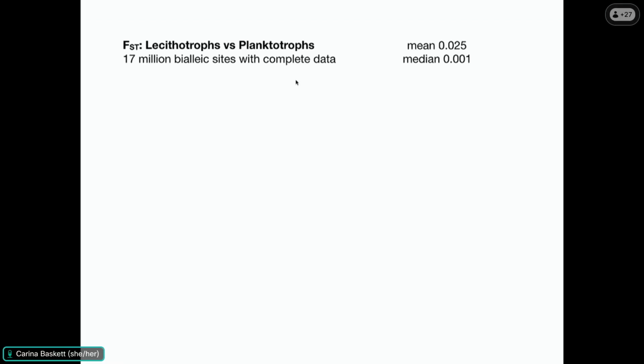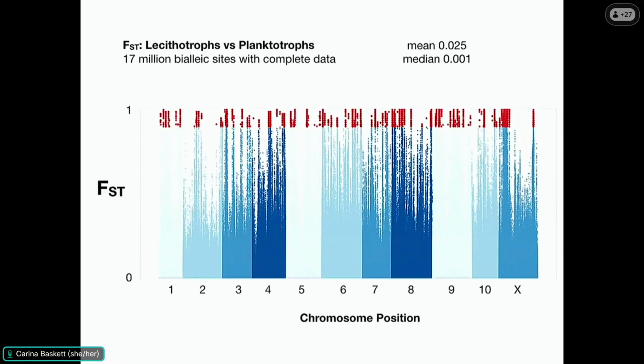So this is a first glance at what the very best quality SNP data is telling us about differentiation between these populations. And I'm building up to this plot, which says that differentiation between these morphs on average is 2% down here.